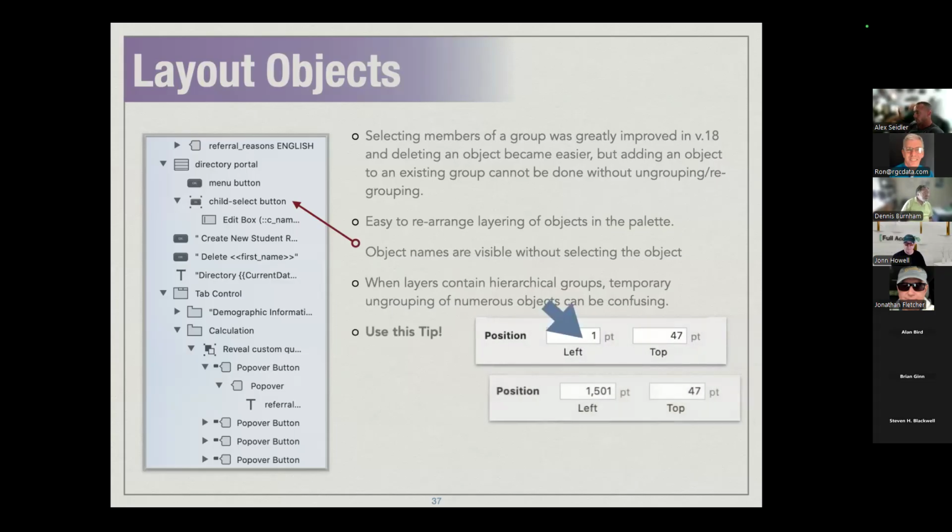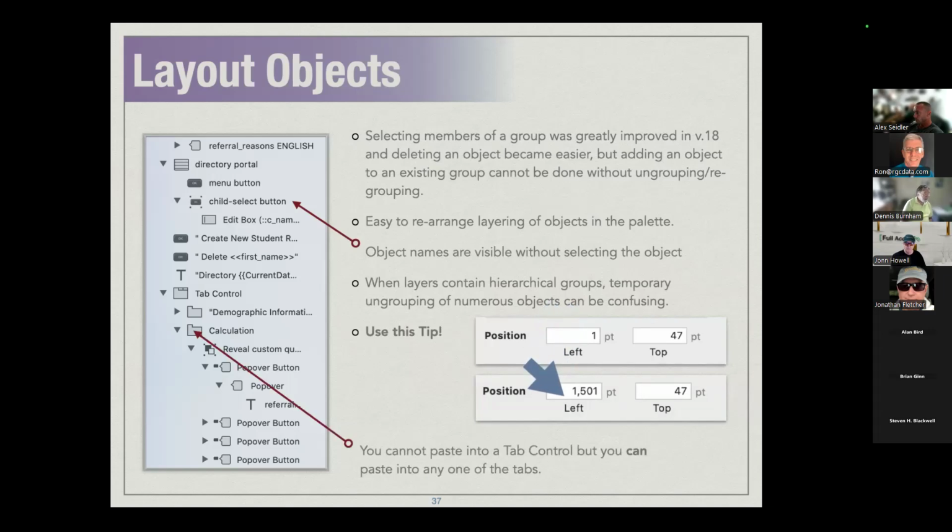What I sometimes do when I want to get something out of the way is I'll add a really specific number to the position. So in this example, I've got something that is originally positioned 1 point from the left, and I've just added 1500 to it. And it puts it way out of view, and I can very easily select it in the layout objects and then bring it back to where it belongs when I'm done doing other work that might be obliterated or hidden by it.